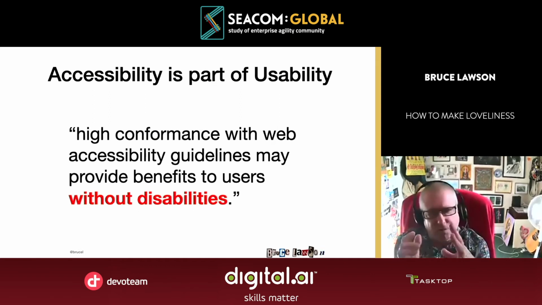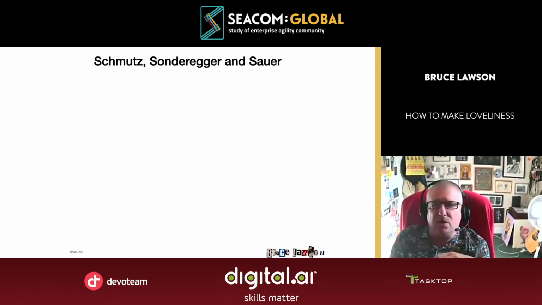And it's not just for the people who need them. Accessibility is a subset of usability. High conformance with web accessibility guidelines may provide benefits to users without disabilities. In a study at the University of Freiburg in Switzerland, Messrs. Schmutz, Sonderegger, and Sauer, and I apologize if I mispronounce their names, ran an experiment. They had different sites with different levels of web accessibility, and they asked non-disabled users to rate them.